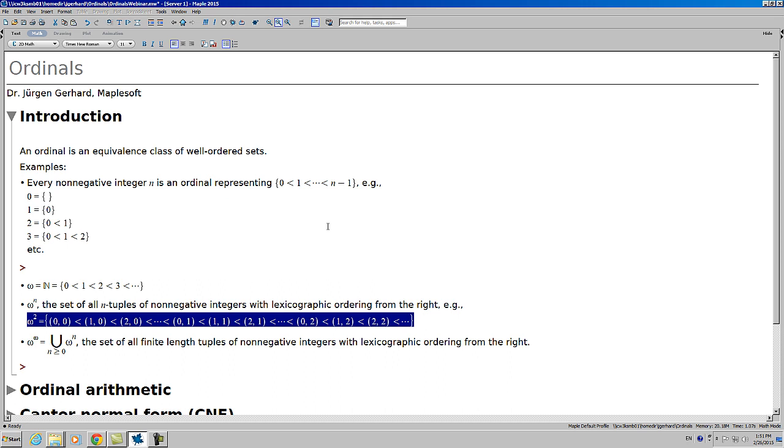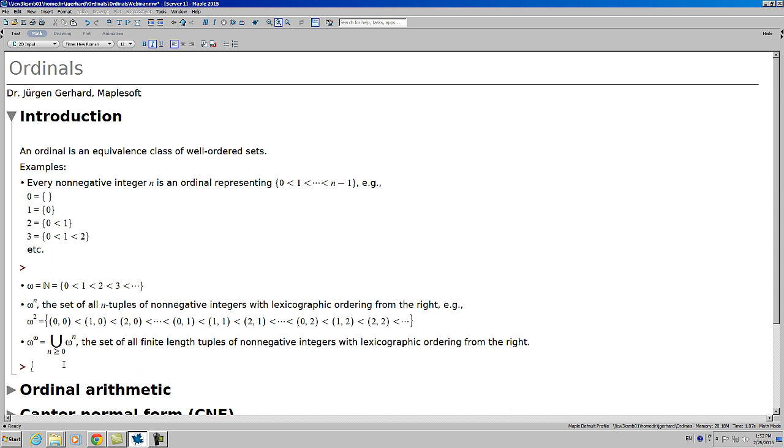And then finally, another example is denoted by omega to the omega. This is just the union of all of these finite Cartesian powers, omega to the n. And you can think of it as the set of all tuples of finite length. They don't have to be the same length, they can be of different length, but the length is still finite. Again, with entries being non-negative integers, and we choose the lexicographic ordering with the rightmost component being the most important one.